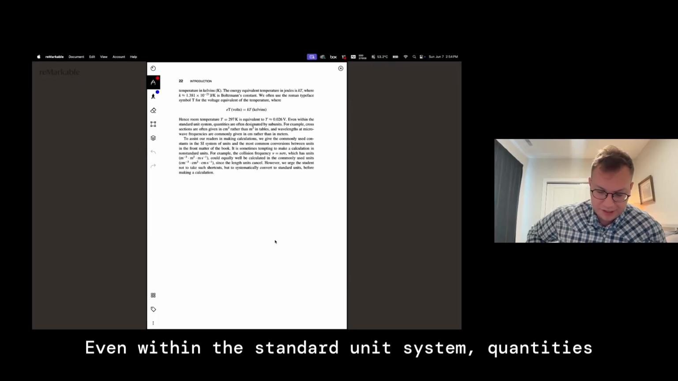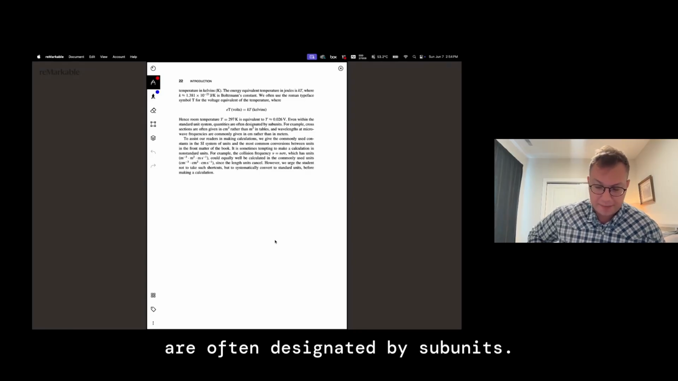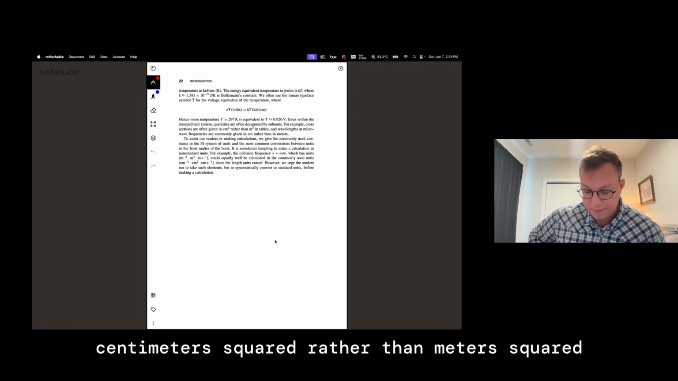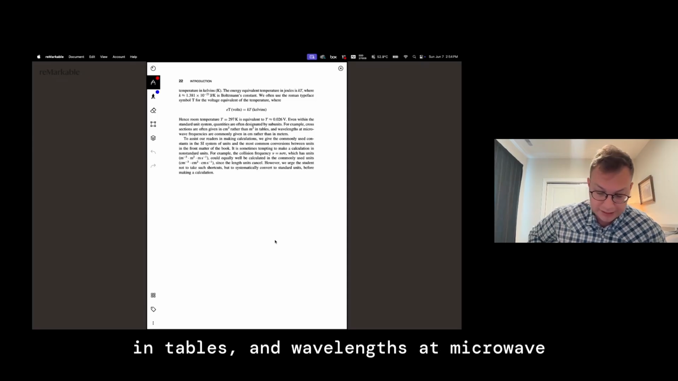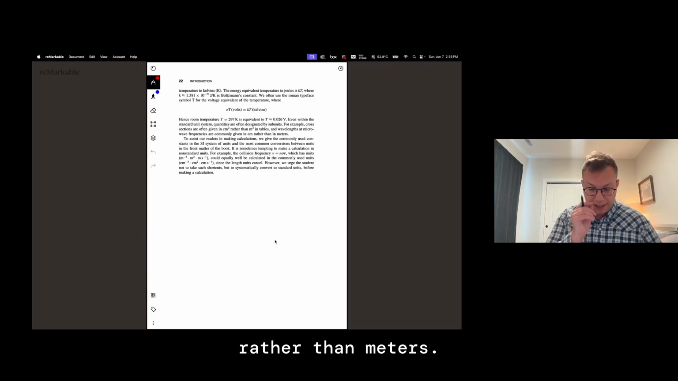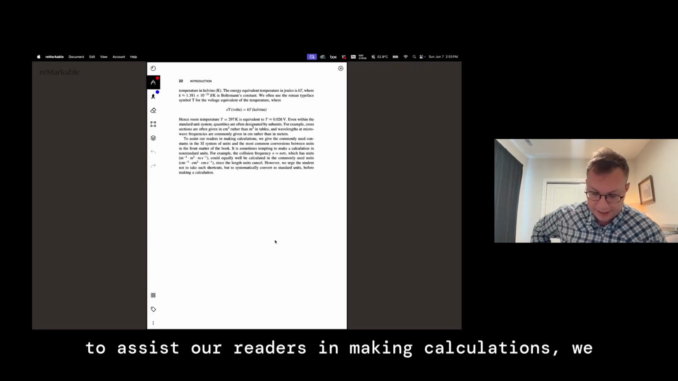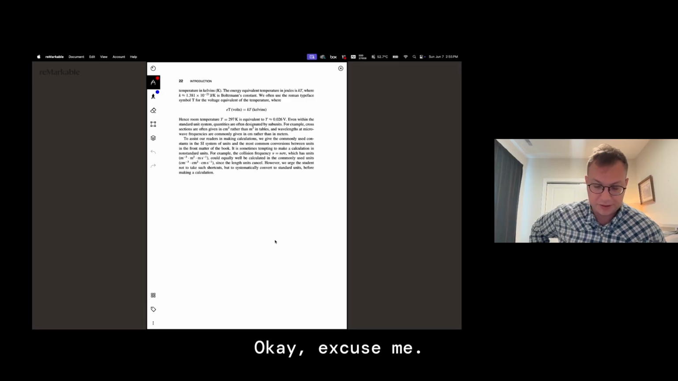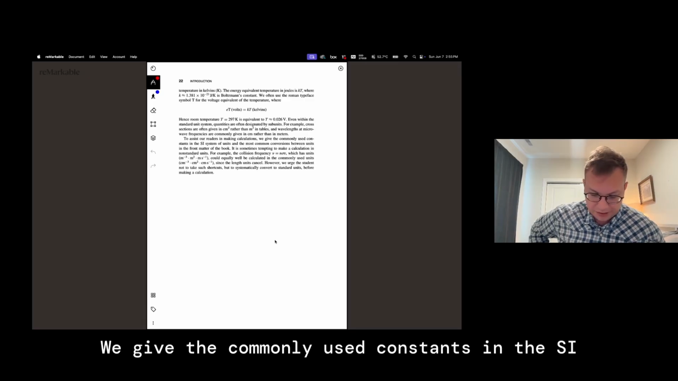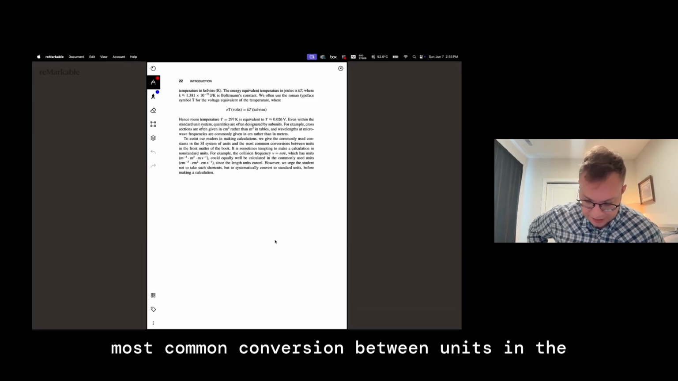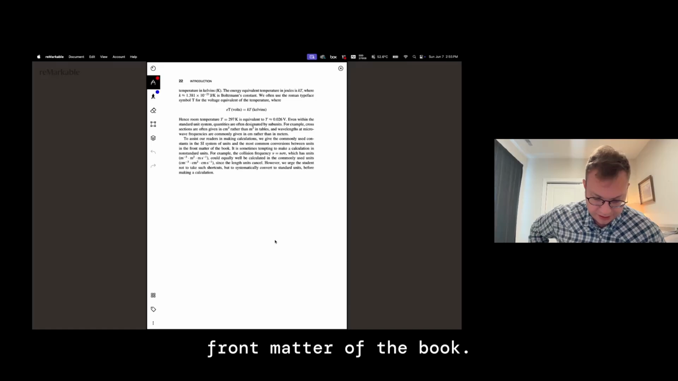Even within the standard unit system, quantities are often designated by subunits. For example, cross-sections are often given in centimeters squared rather than meters squared in tables, and wavelengths at microwave frequencies are commonly given in centimeters rather than meters. To assist our readers in making calculations, we give the commonly used constants in the SI system of units and the most common conversions between units in the front matter of the book.